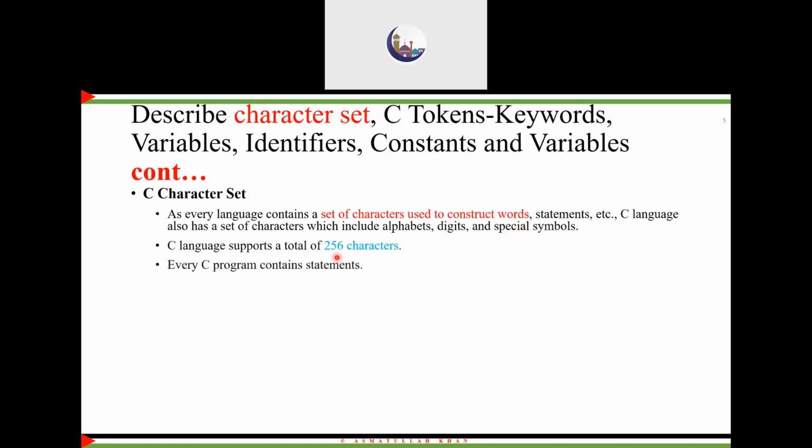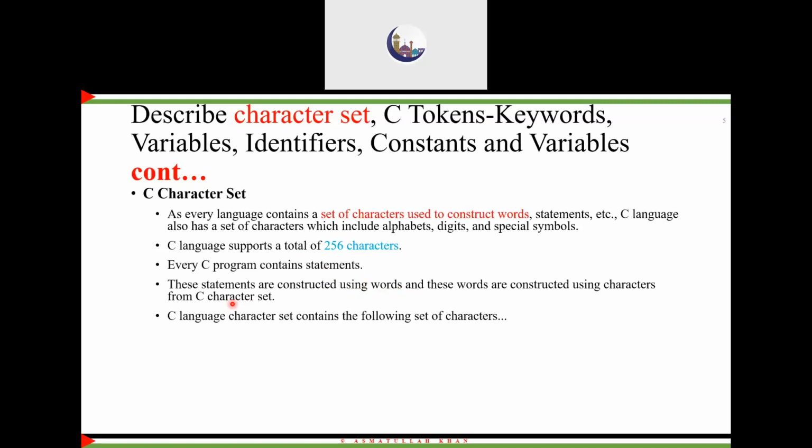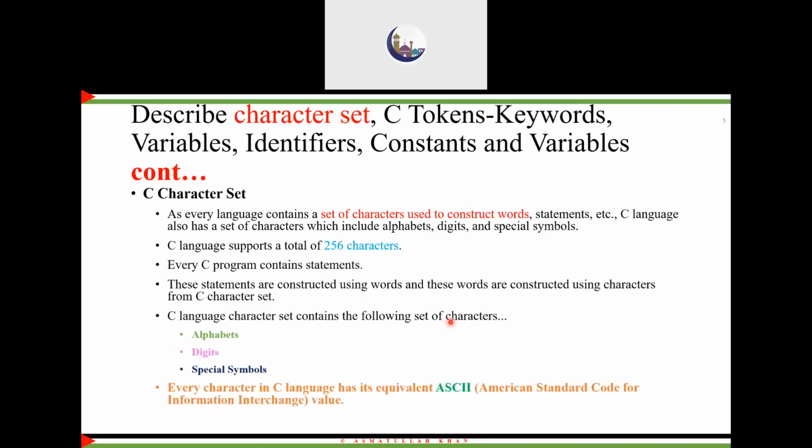So every C program should contain statements. And do remember, a statement should end with a semicolon. These statements are constructed using words, and these words are constructed using character sets. Now, the C language character set contains the following set of characters: alphabets, digits, special symbols, and all these character sets are well defined internally as ASCII code. What is that? ASCII code, American Standard Code for Information Interchange.